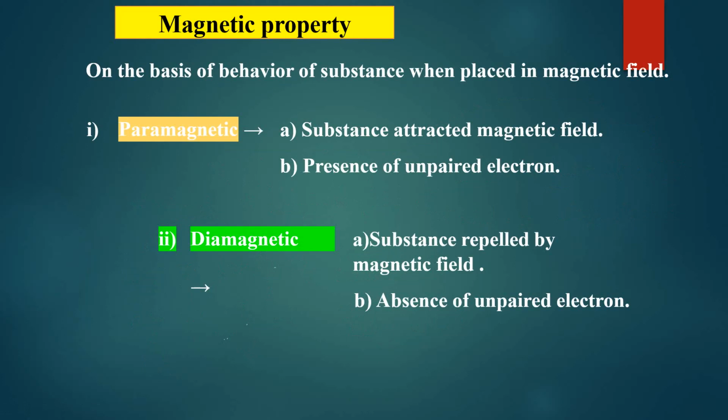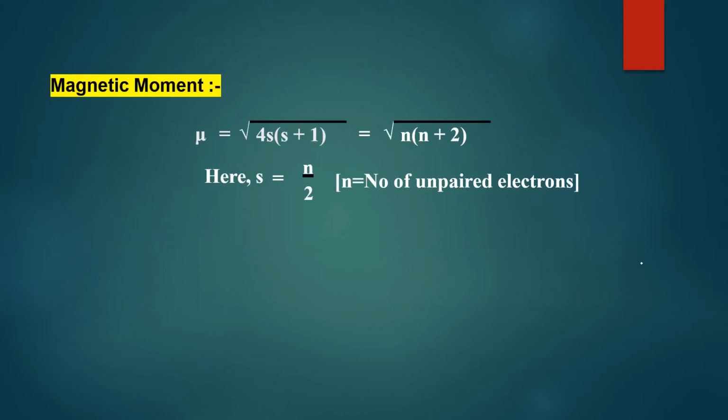Paramagnetic means a substance attracted towards a magnetic field, and it requires the presence of unpaired electrons. Diamagnetic means a substance repelled by the magnetic field, and it requires the absence of unpaired electrons. There must not be unpaired electrons there.